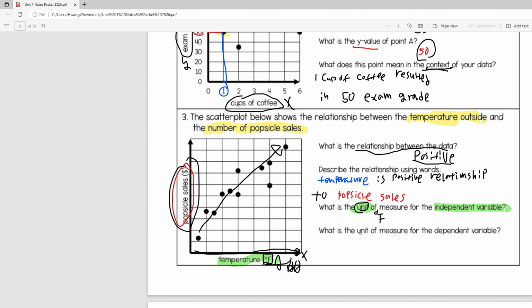What is the next question asking you? What is the unit of the dependent variable? And what is my dependent variable in this case? Let me erase the messy part. My dependent variable is popsicle sales. And what is the unit, the value inside the parentheses? Dollar. So the unit of my dependent variable is dollars.